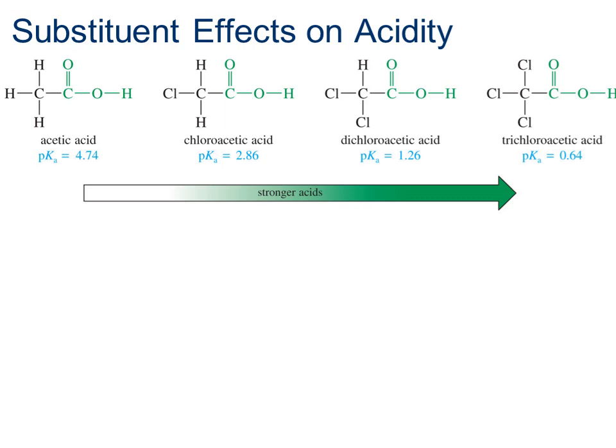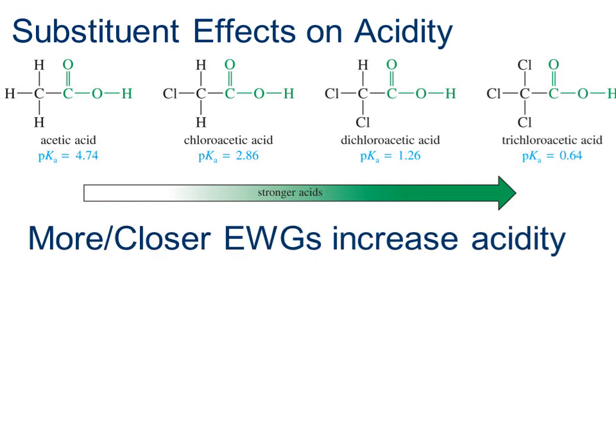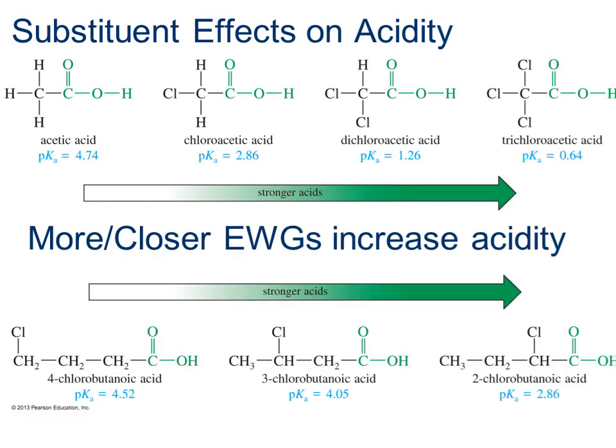So substituent effects, if we look at these four examples here, you can see that the more chlorines we add closer to the carboxylic acid, we're going to see a lower pKa. The same thing happens if we move it away. Further away, the higher the pKa, we're still in the normal range for a carboxylic acid, somewhere in the 3 to 5 range. But we can see the closer that chlorine gets, the stronger the acid.